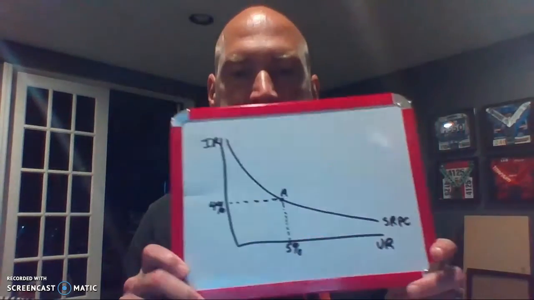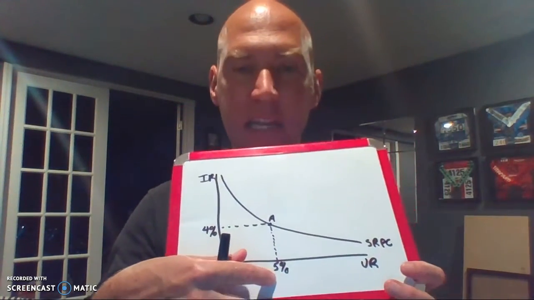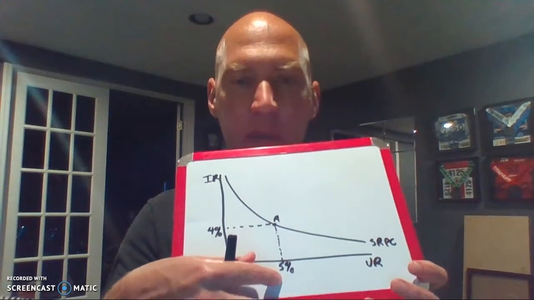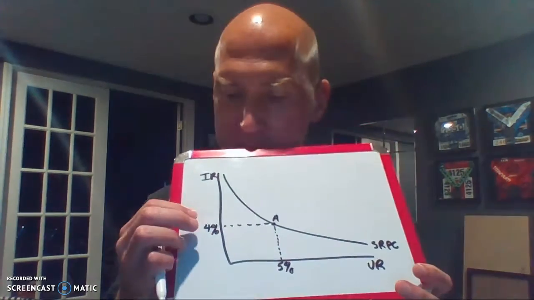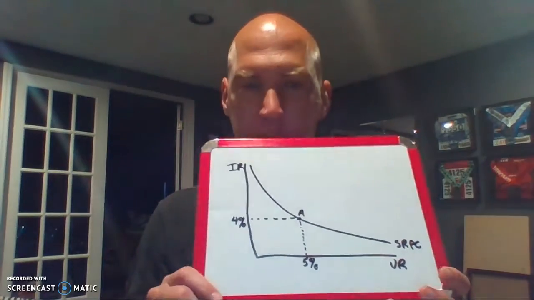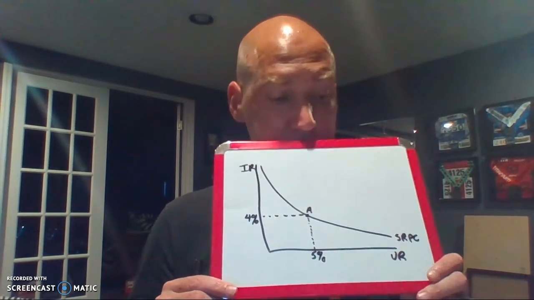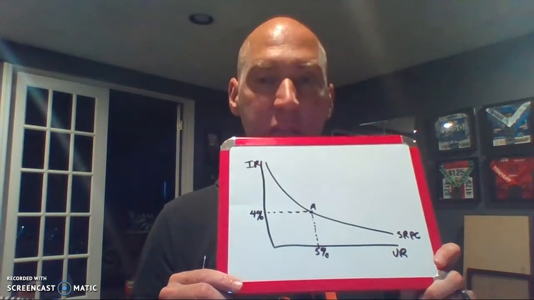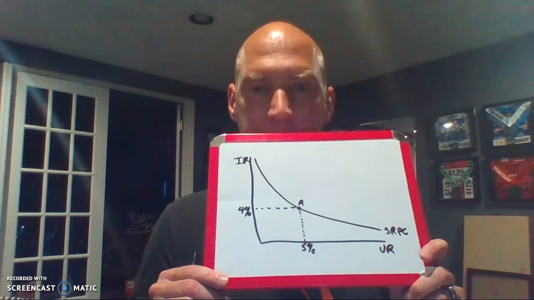So here we have our short run Phillips curve. I have 5% as our natural rate of unemployment, or full employment output rate. So 5%, and let's say the inflation rate is 4%. Okay, so we start right there at point A. A drop in consumer spending. Let's keep in mind that consumer spending affects aggregate demand, C plus I plus G plus X.